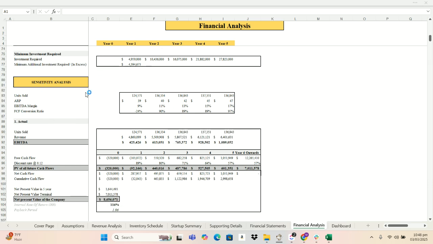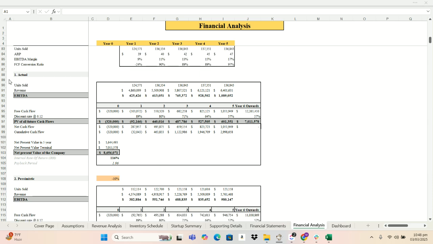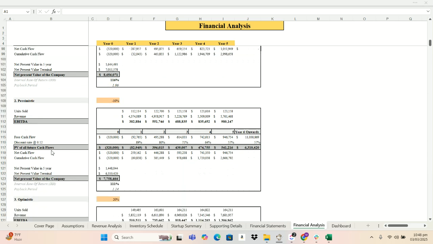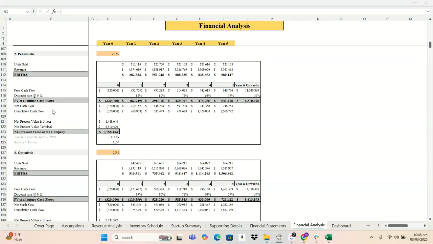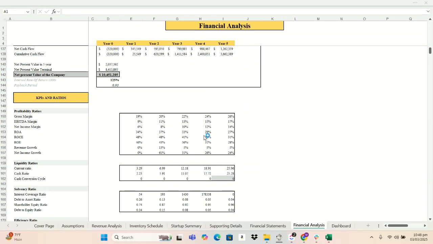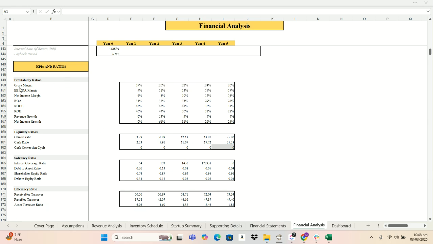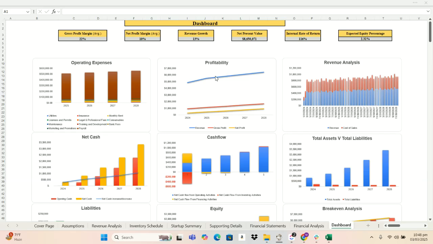Then over here we did the sensitivity analysis, which is calculated on 3 different scenarios. One is actual, the second one is pessimistic, and the third one is optimistic. Then moving forward, we have our key performance indicator and ratio. Here you can see profitability ratios, liquidity ratios, solvency ratios, and efficiency ratios.